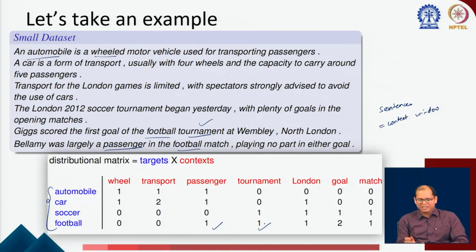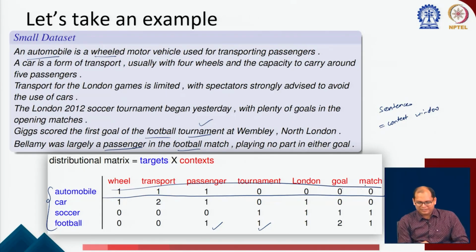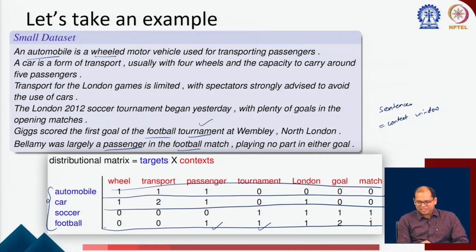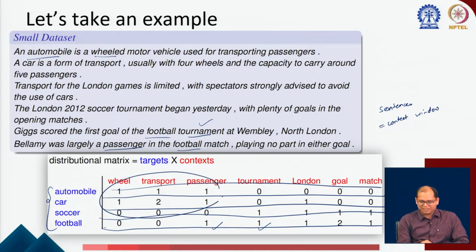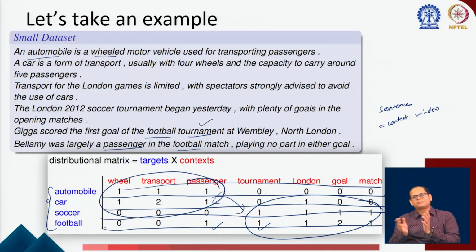So now what it is telling me, this is the distributional vector for automobile, and this is the distributional vector for car, and this is for football. And just from this I can see that the distributional vectors for automobile and car are very similar, and that of soccer and football are very similar, but among them they are distant. They are different. So this simple distributional similarity, distributional vectors also captures the notion of similarity. I can say that automobile and car are similar and soccer and football are similar.